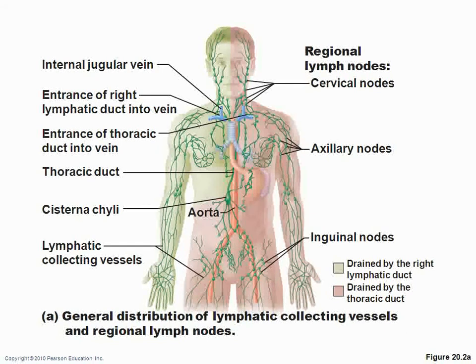So a very obvious question on a test would be for me to pick a body part and say, is the tissue fluid in this area filtered through the thoracic duct or the right lymphatic duct? What are the only areas that are filtered through the right lymphatic duct? Right upper quarter of your body. Right chest, right head, right shoulder, right arm. Everything else, thoracic duct.